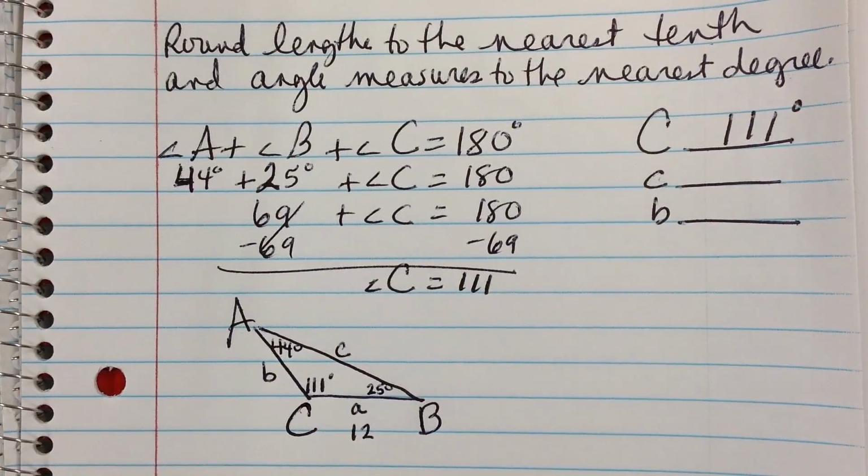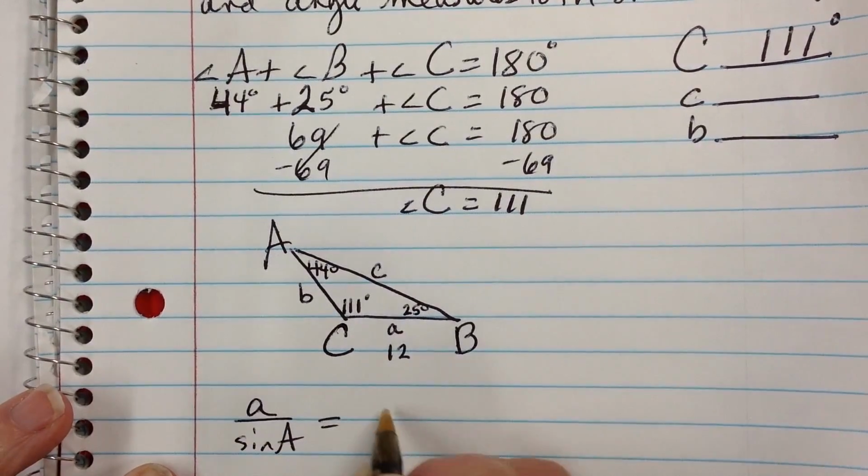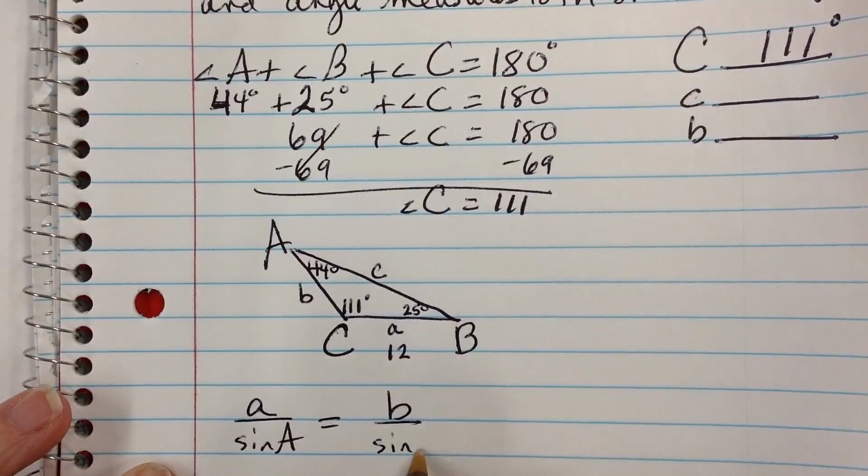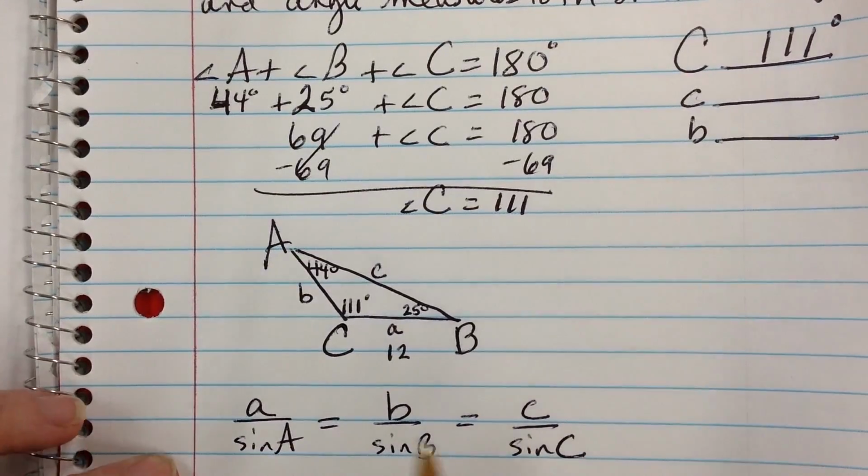Angle B is 25 degrees, and the side opposite angle B is side B. So we cannot use trig functions to find the missing parts of this triangle because we do not have a right triangle. So we're going to use law of sines. Law of sines is a over sine A equals b over sine B equals c over sine C.